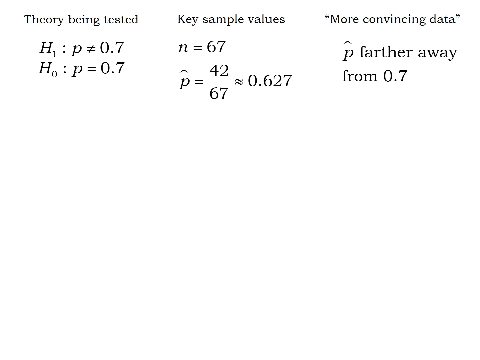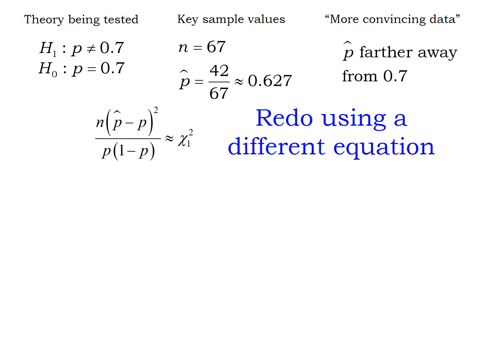So here's the test we just did. We tested using our standard normal z transformation, and that turned into a two-tailed test. Okay, so I now want to redo this exact same test with all the same information, but a different test statistic equation. Since I'm still trying to be convinced that p hat is not 0.7, I need p hat that's farther away from 0.7 than the one we currently have, which is 0.627.